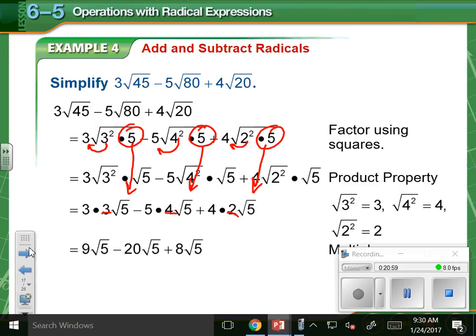All of them have the same root, so they're basically all like terms. It's kind of like having 9x minus 20x plus 8x. You can add just the coefficients up. 9 minus 20 plus 8 is negative 3 root 5s. How many root 5s do I have? Starting with 9, took away 20, added 8, left with negative 3 root 5s.